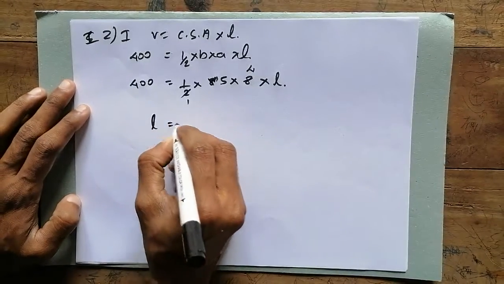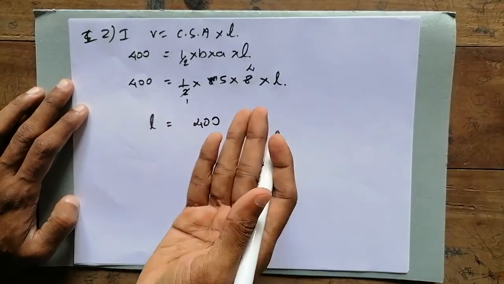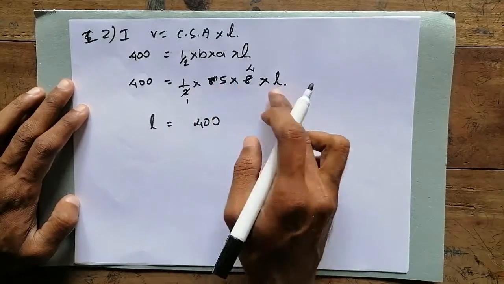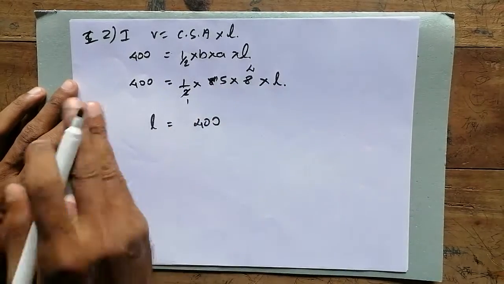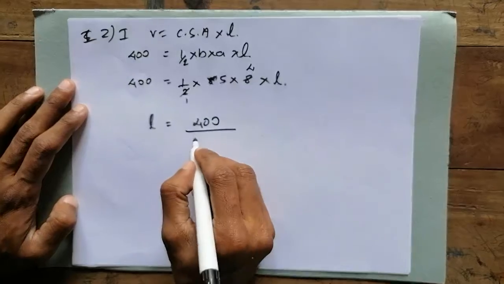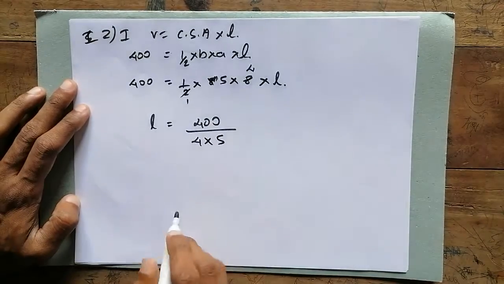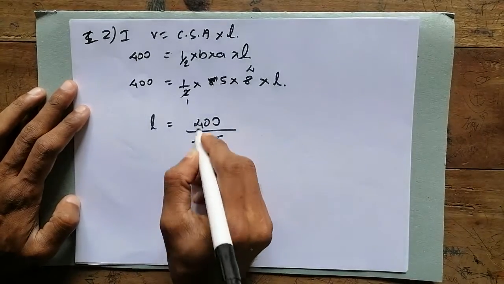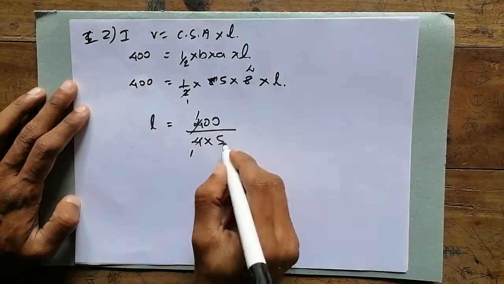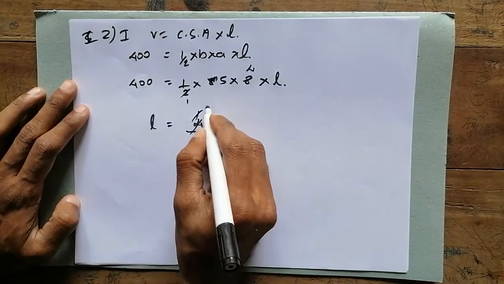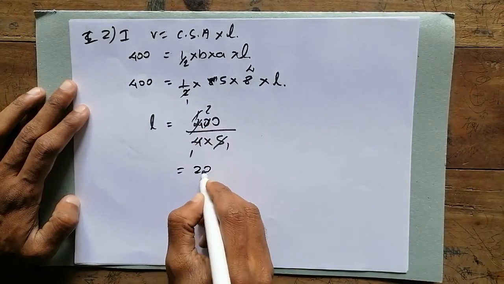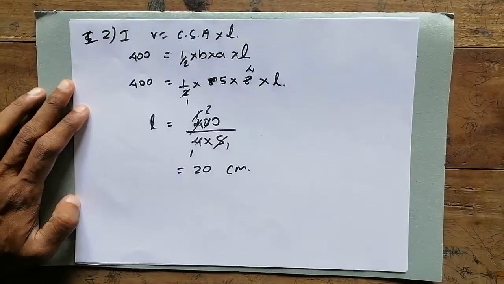Okay, so L equals 400. If we send the 4 and 5, since they are multiplying with L, they will divide 400. So in the denominator, 4 times 5. So 4 times 1, it's 4 times 100. 5 times 1, it's 5 times 2. So L is 20 centimeters.